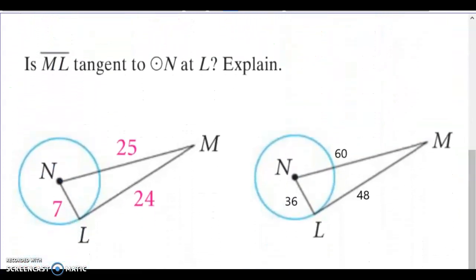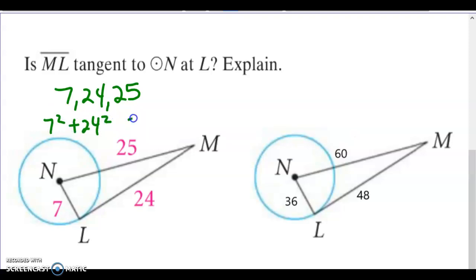In these two examples, we want to know if the line is tangent. If it is tangent, we would know that this would be a right angle. Well, that can't be a right angle unless these three sides, 7, 24, and 25, are a Pythagorean triple, or do they follow the Pythagorean theorem? You could get out your Module 10 notes and look at the Pythagorean triples, or you could do the Pythagorean theorem with these numbers and see if it ends up being equal. So does that work?